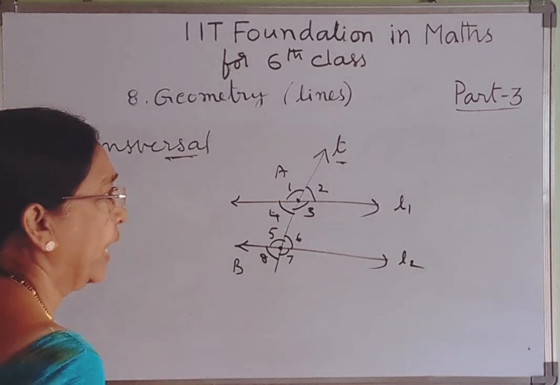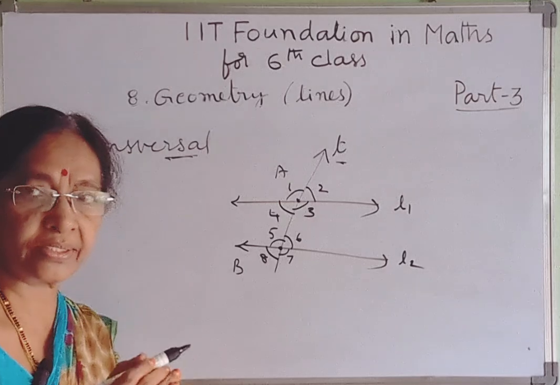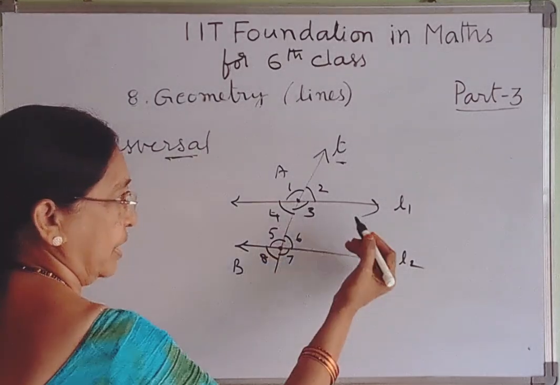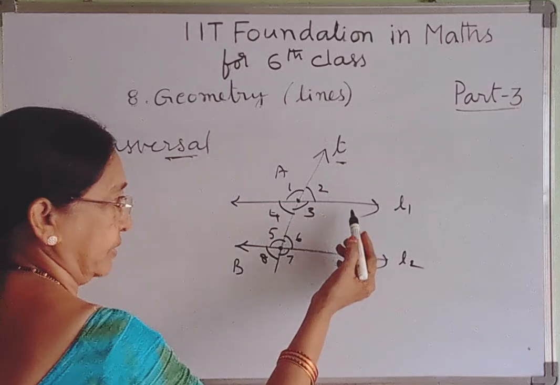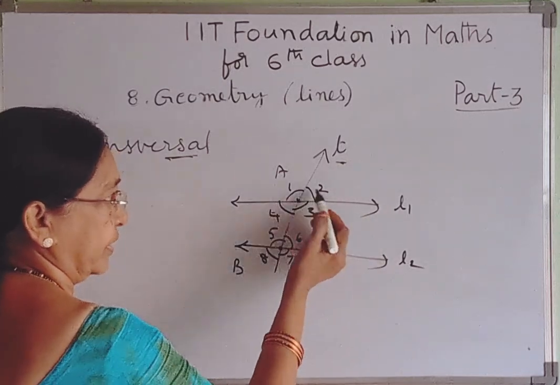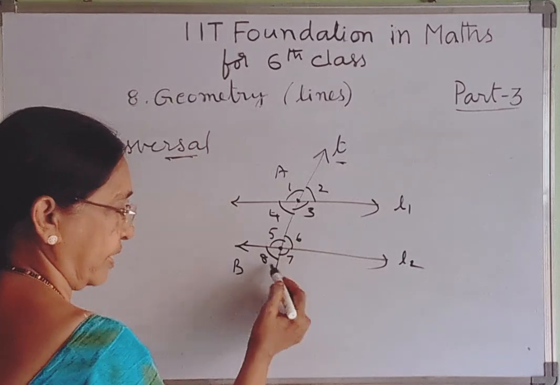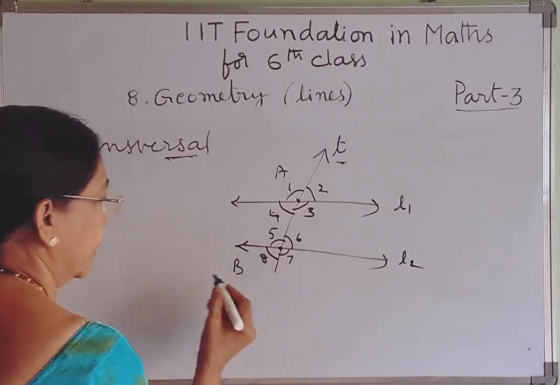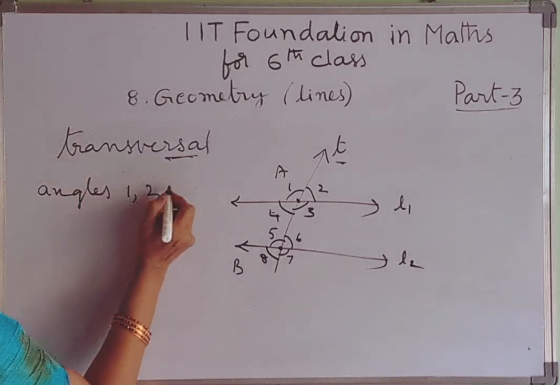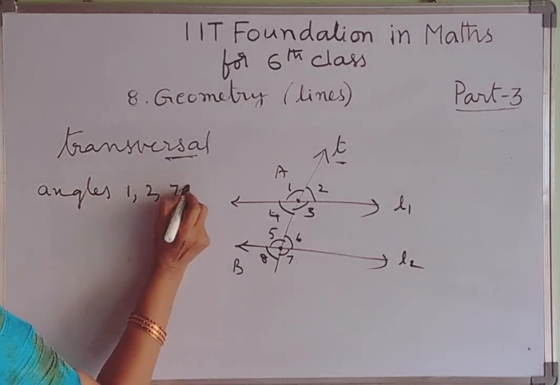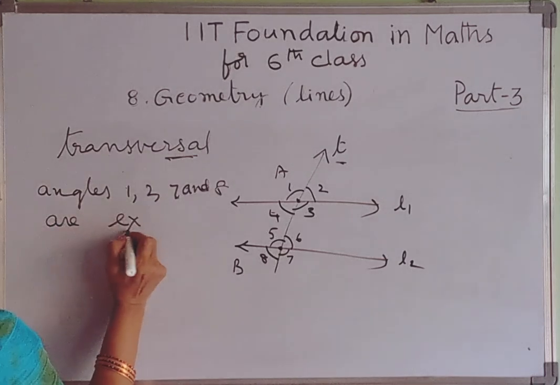Here angles 1, 2, 7, 8 are called exterior angles because these 4 angles are outside the lines L1 and L2, because 1 and 2 are outside L1, and 7 and 8 are outside L2. Therefore, angles 1, 2, 7 and 8 are called exterior angles.